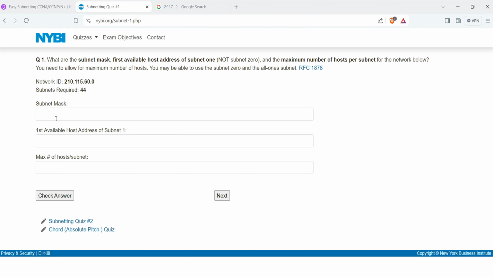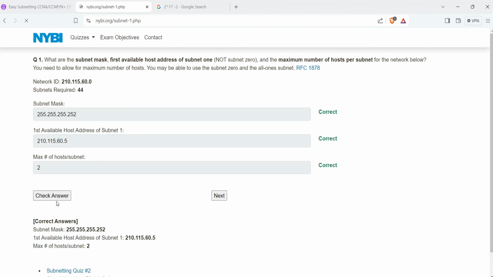Okay, 44 networks. This is a class C, 255.255.255, right? Okay, 2 to the 6 is 64, right? 2 to the 6 is 64 over here, as you see. So I borrow 6 bits, I will get 252. Okay, I borrowed 6 bits, 2 bits are left, 2 to the 2 is 4, minus 2 is 2 hosts per network. The value of the last bit that I borrowed is a 4. So what's the first host? It's a 5. 115.60.5 and check answer. And there we go.